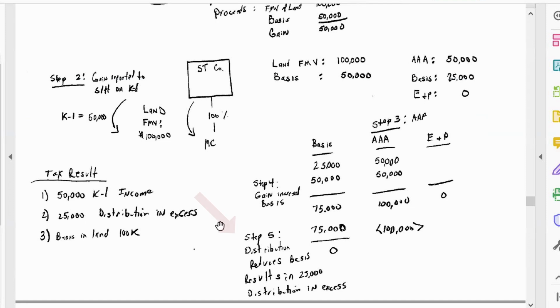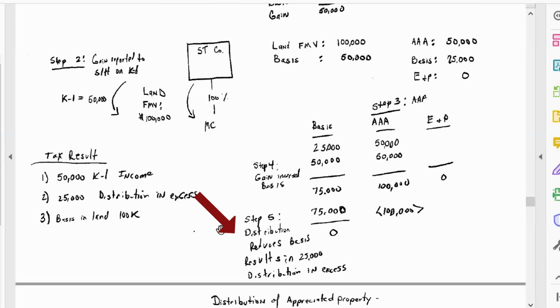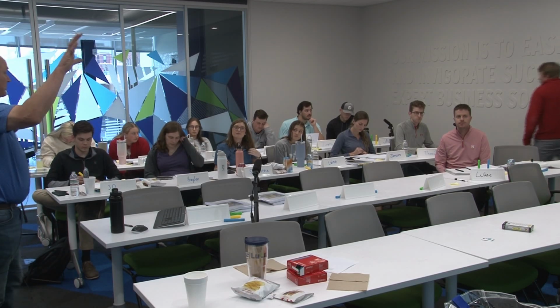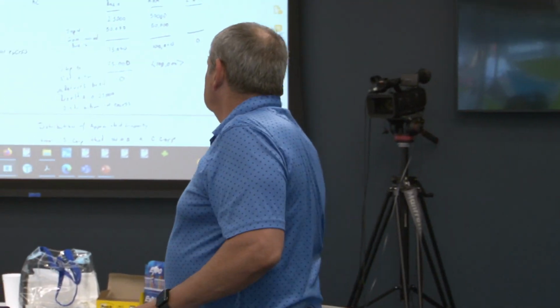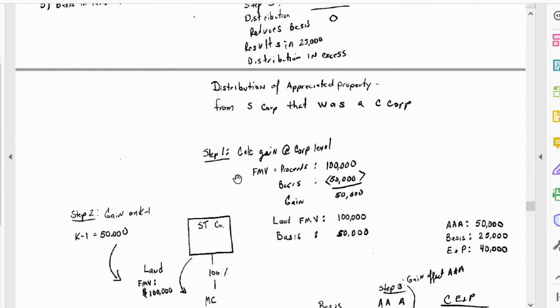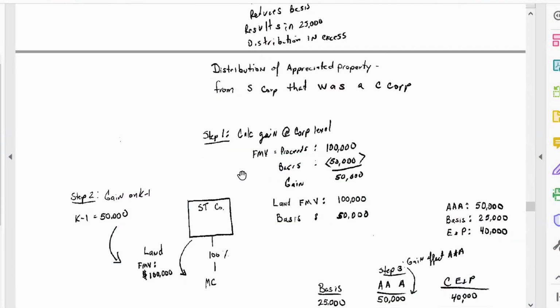Step 5, categorize distribution by its particular categories. I think the way I did it before probably was better by saying, hey, this is what we're doing at the entity level, and then we have to translate that out, but that's what this is doing. Distribution of the appreciation from S Corp that was a C Corp. Unless I see something startling here that we need to stop.